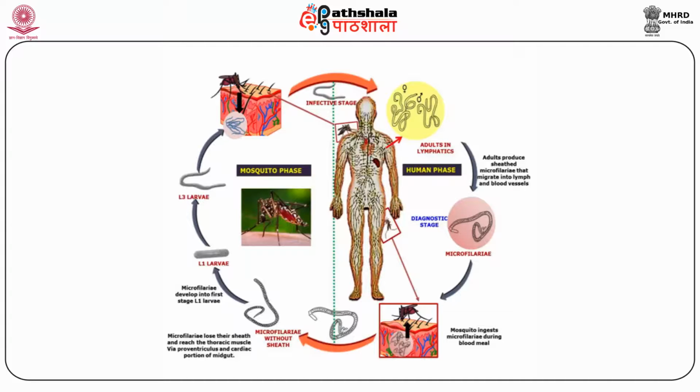Therefore, as the sexual life cycle of Wuchereria takes place in the human body, human beings are called the primary host, and as the asexual part of the life cycle, or you can say development of the larva, takes place in the mosquitoes, mosquitoes are considered the secondary host of Wuchereria bancrofti.